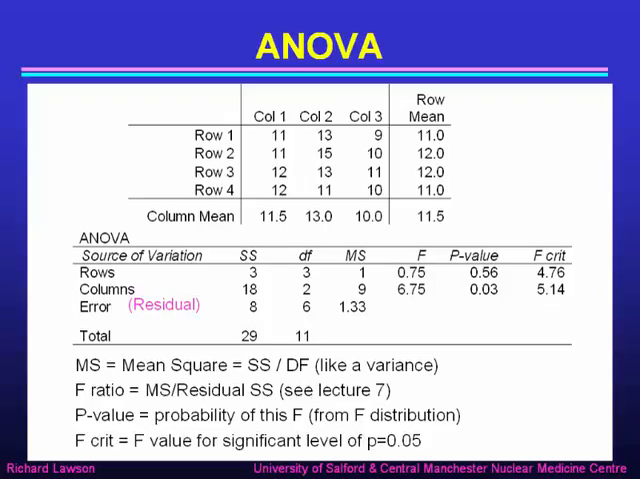Then the F crit is the critical value that is needed to be reached for a significance level of 0.05. In this case, the F value for rows is 0.75, which hasn't reached the critical value of 4.76, but for columns the critical value is 5.14 and our value of 6.75 has exceeded that, so we have a significant result for columns. So P is 0.03 indicates that we have a significant result for the column effect but no significant effect for the rows. So there is a difference between columns, but there is no difference between rows.